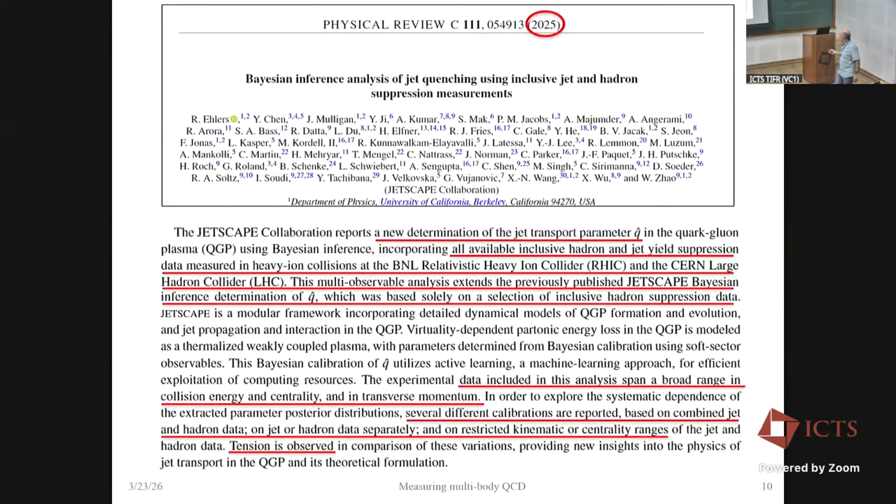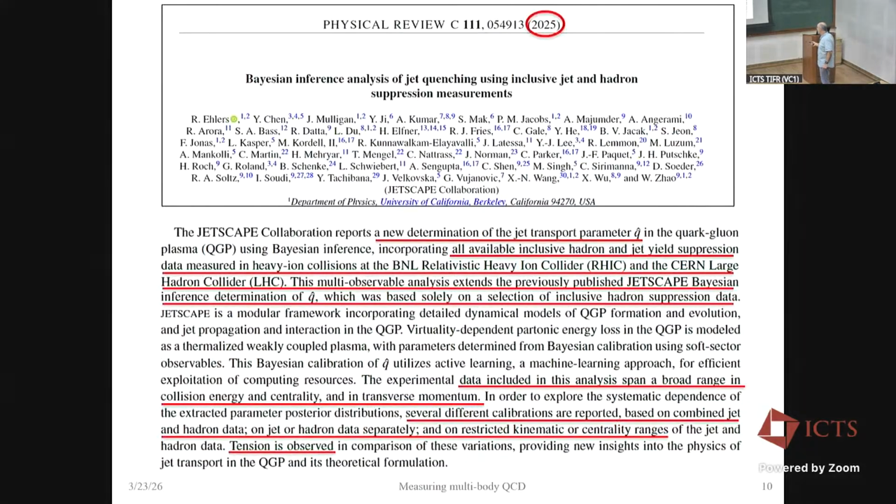So a few words from the abstract. I like to do this rather than kind of summarize. It gives you the information directly. It's a new determination of the jet transport parameter Q hat, we've been through what Q hat is, using all available inclusive hadron and jet yield suppression data at RHIC and the LHC. This multi-observable analysis extends a previously published Jetscape Bayesian inference, which I talked about last time and just showed a moment ago, which was based solely on a selection of inclusive hadron suppression data. So we're now adding jets.